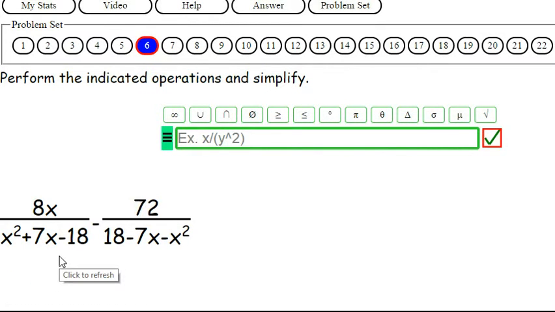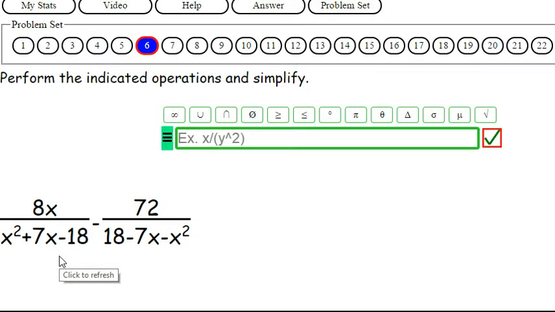Rational expressions. We have 8x over x squared plus 7x. Did we just do this problem? Because it sure seems like we just did this problem. Oh, it's a minus sign. But what's the probability of these same numbers coming up practically? Probability's pretty slim, let me tell you. Ooh, I see something else that's fishy. 72 over, yeah, pretty slim stuff.